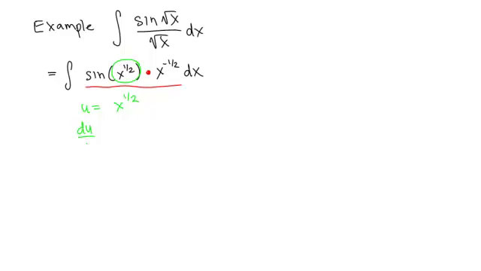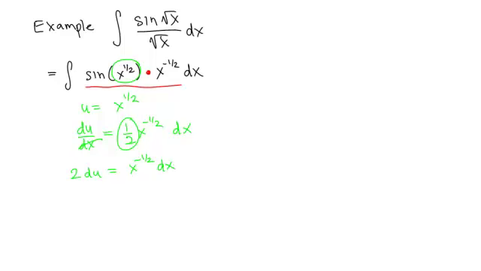We'll take the derivative of our substitution to come up with 1/2 x to the negative 1/2, multiply both sides by the dx, and then I'm going to get rid of this constant in front, so I'll multiply both sides by 2 to end up with 2 du is equal to x to the minus 1/2 dx.